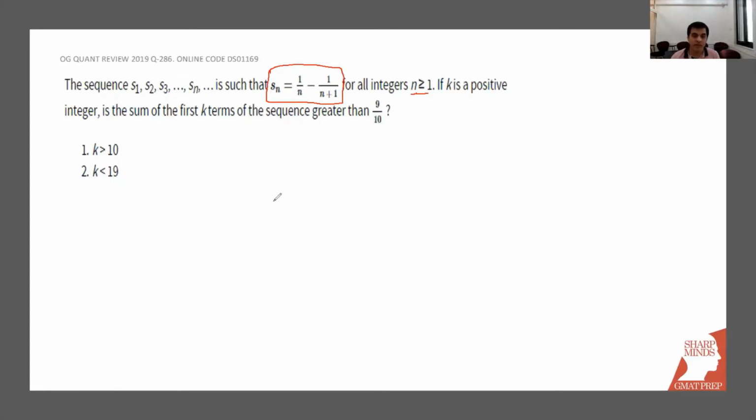The first thing that you should do whenever you deal with any such question on GMAT is to just start writing down the first few terms. What is likely to happen on most questions is once you write down the first few terms, you will see a very clear pattern emerging and you can quickly extrapolate. Okay, so let's get started with S1 as our first term out here.